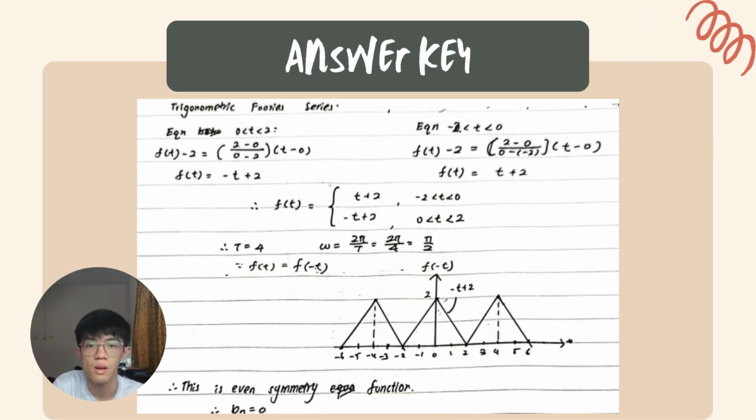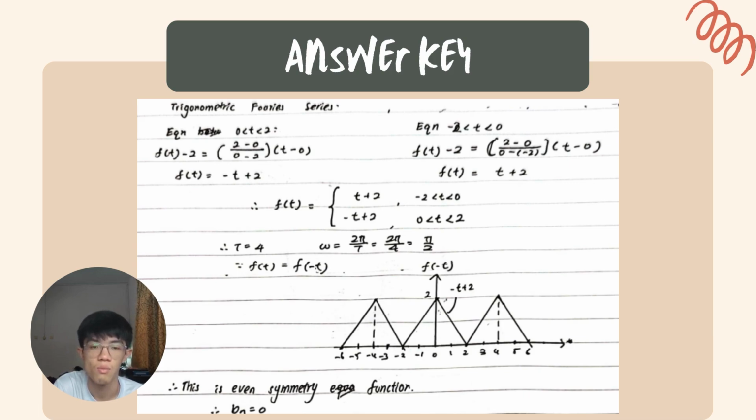Okay, thank you, Serong. Now I will start to solve these questions. The graph of the question is given like that. It is an even symmetrical function. Therefore, we can conclude that the value of bn is equal to 0. So we only need to find the values of a0 and an.